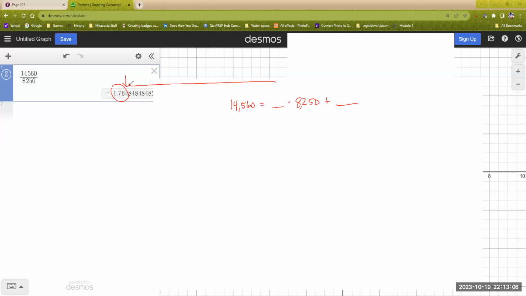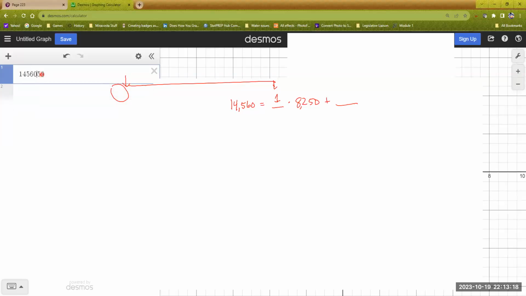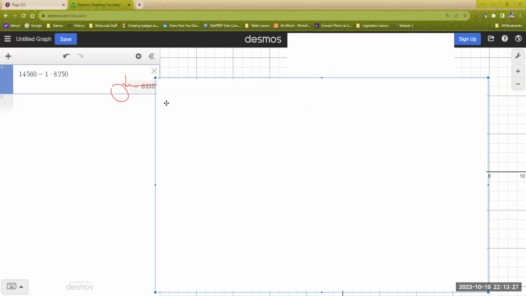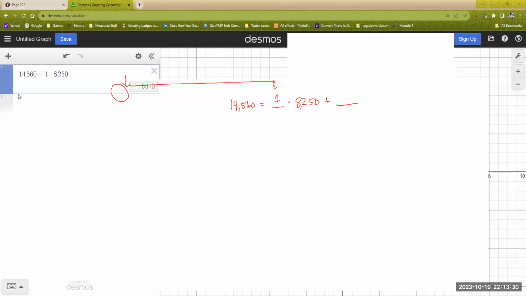Typically, I would bring that over and I'd put one group in here, and then I'd have a remainder that is left. And so if we want to check the remainder here, we could say minus 1 times 8250. Okay, and that lets you know that your remainder is 6,310. So that's pretty large, but that would be my remainder. Then I would repeat with these two numbers.